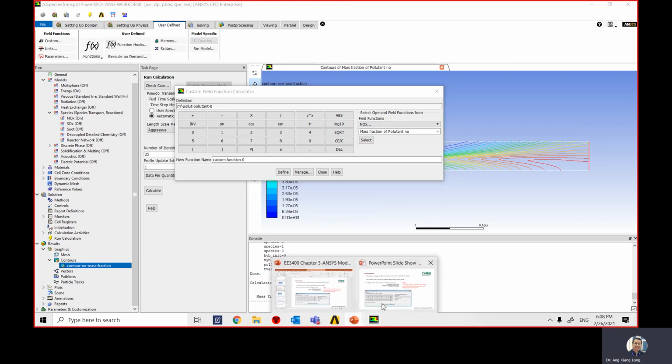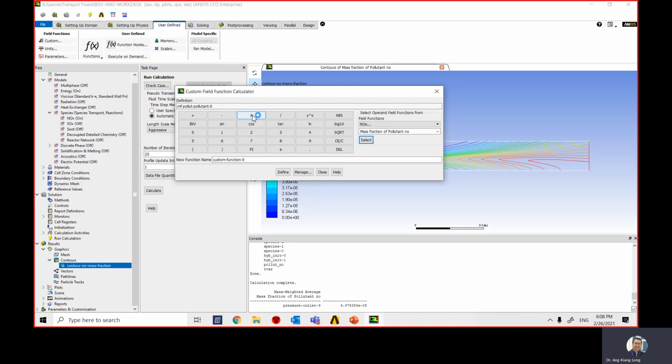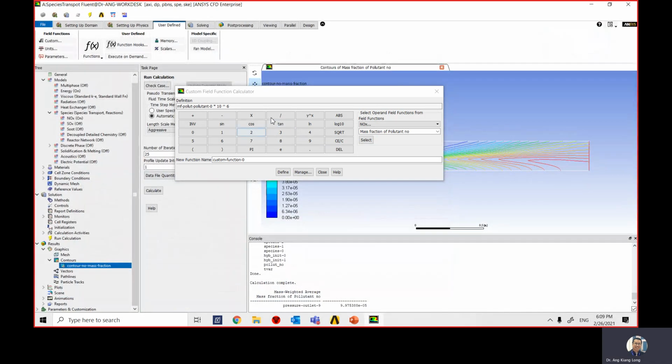And then because our equation has 10 power 6, we go to the calculator here, times 10 power 6, and then you divide by 1 minus water. So we have to divide, and then use the bracket, 1 minus, and then the water.